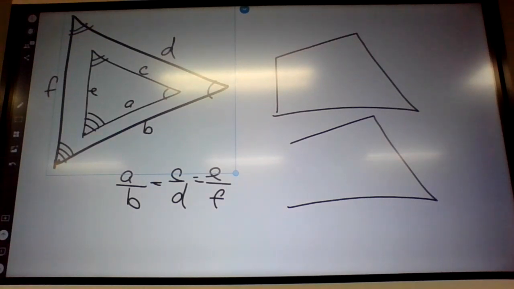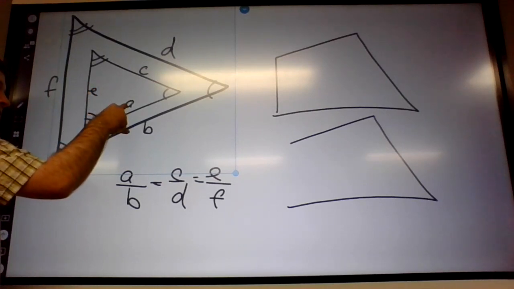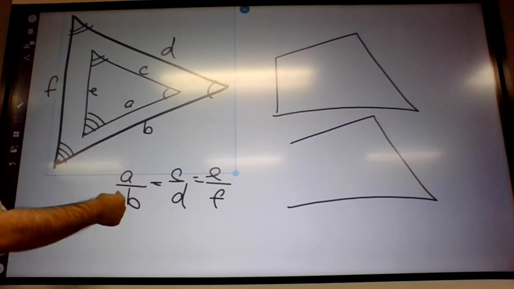Okay, so those two things. All the corresponding angles are congruent. All the corresponding ratios of sides are proportional. That means the ratios are equal.